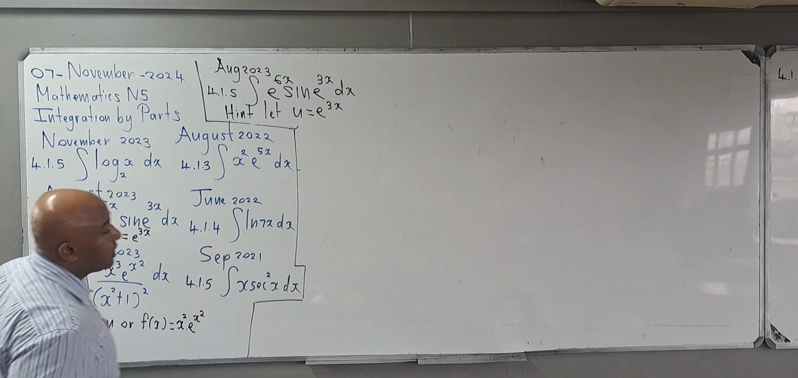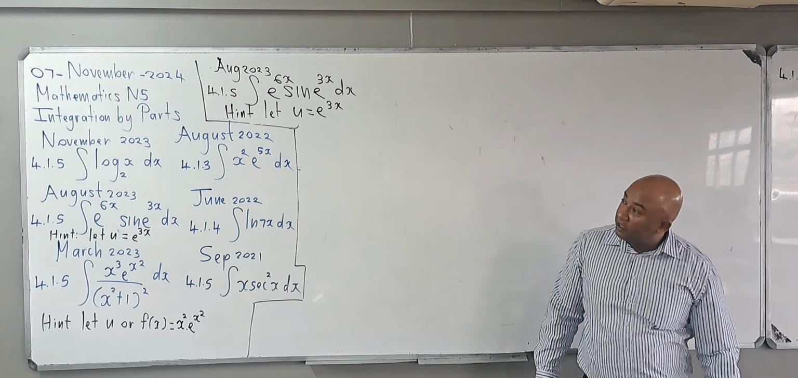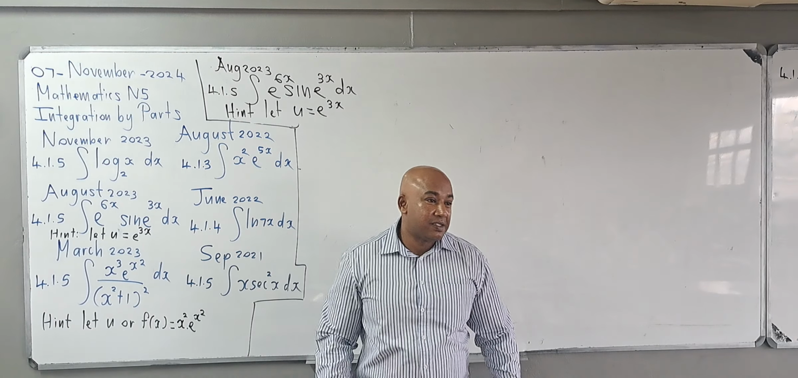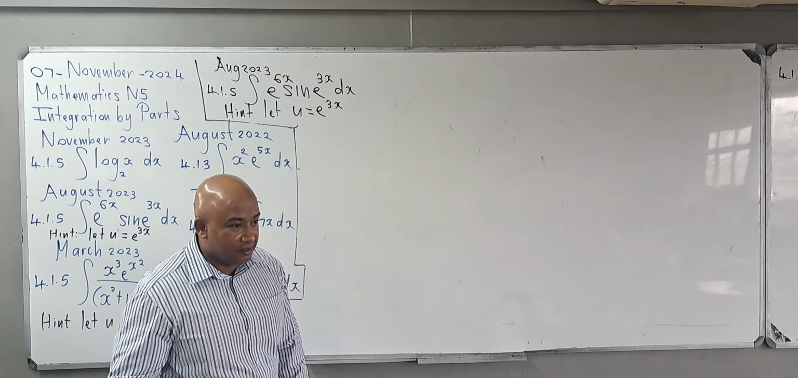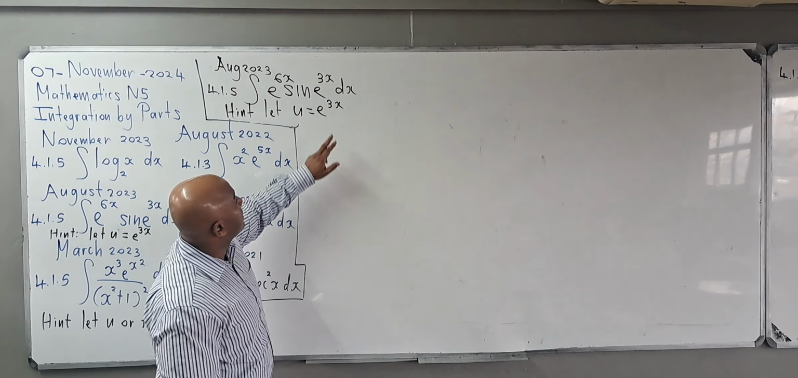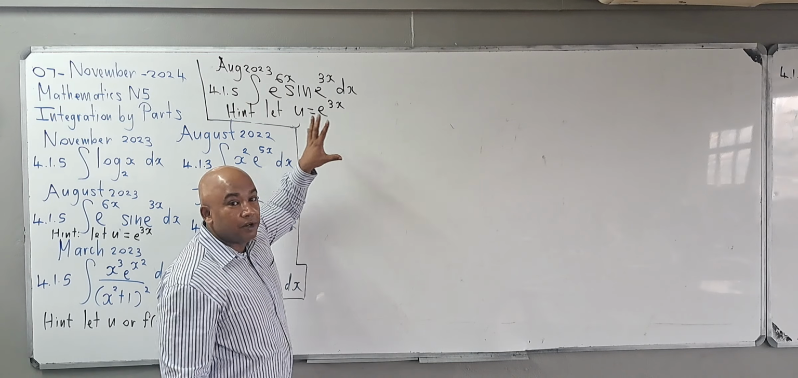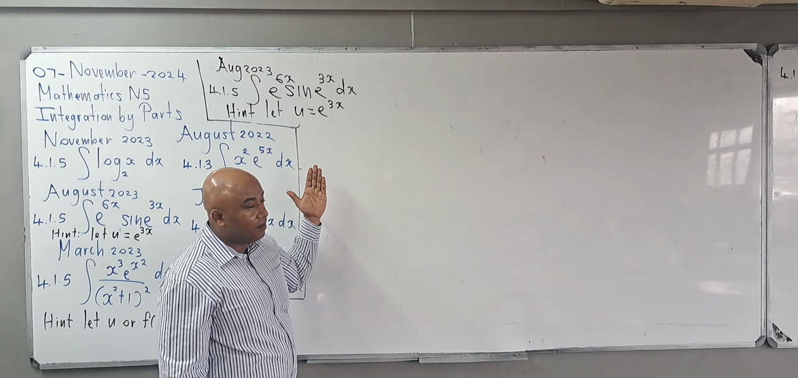Alright, so the next example here is from August 2023. Looks a bit complicated. Now when a maths problem is complicated, then they give you a hint. Why does it appear complicated? Because this is a 3x and this is a 6x. There's going to be a problem. So let's see how we're going to overcome this problem.